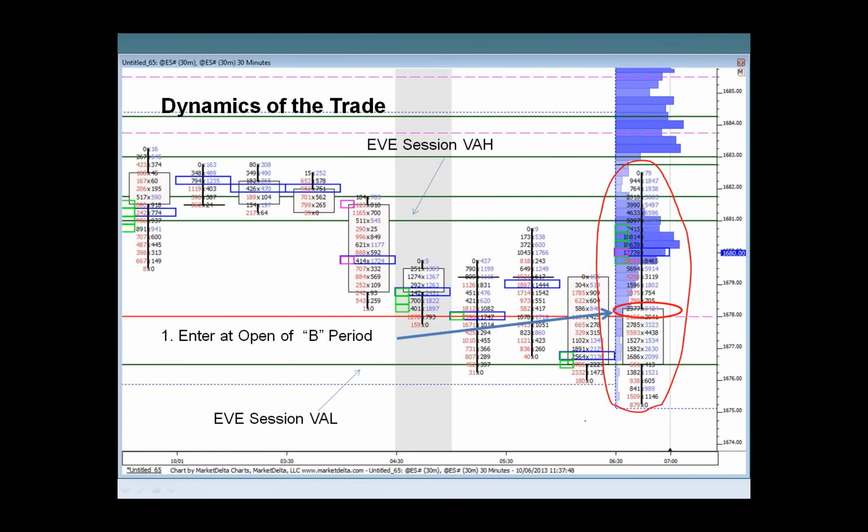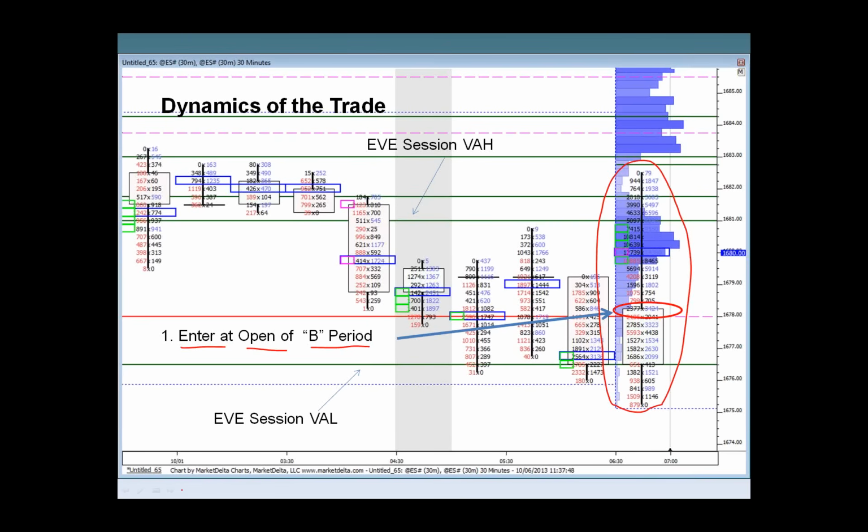Now, remember, in the market there are no guarantees, so naturally I am going to also look at risk management, but at least I have established my bias. So I am ready to enter my trade at the open of period B. Now, you might ask, well, price may drop lower. Yes, price is likely to, or may drop lower. However, I am comfortable enough with the data that I have assembled that gives me this bullish bias that I will enter at the open.